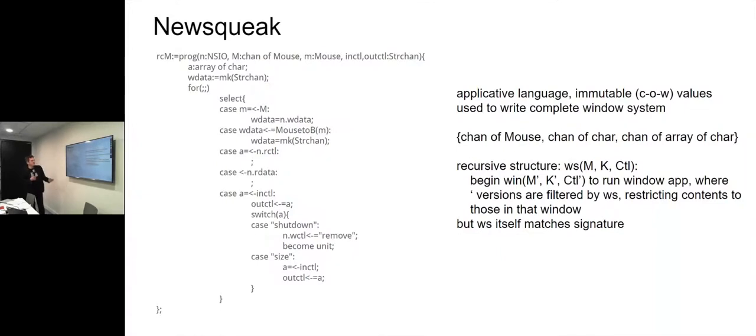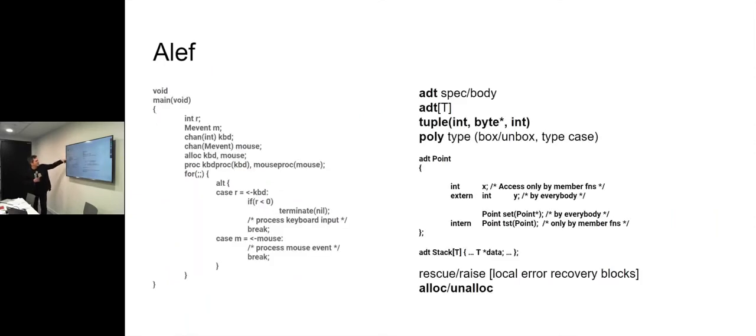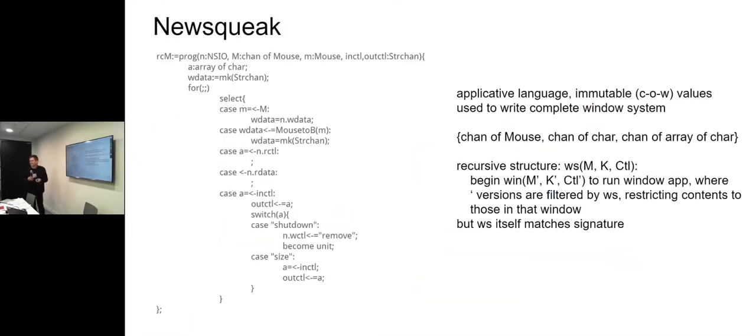Then there's a language, Newsqueak. So this is done by Rob Pike. I'll just back up a minute. One of the things about Alef is that you're doing manual storage allocation, as you can see in here. I wrote quite a few things in Alef, and it turned out to be a bit of a nuisance because you're always having to do your own reference counting to keep track of who owned which piece of data.